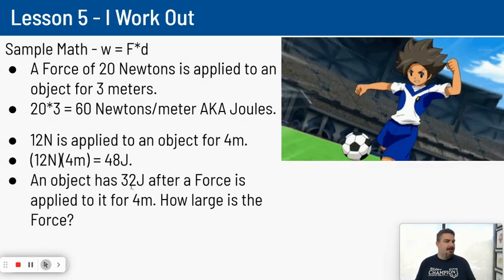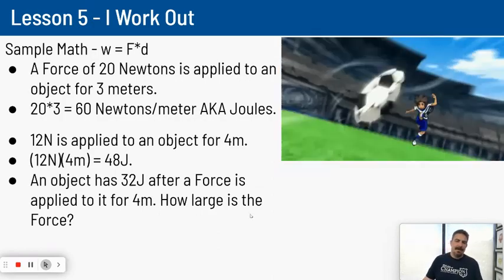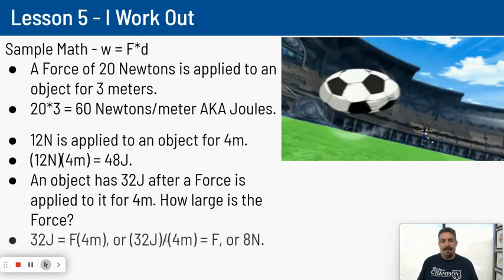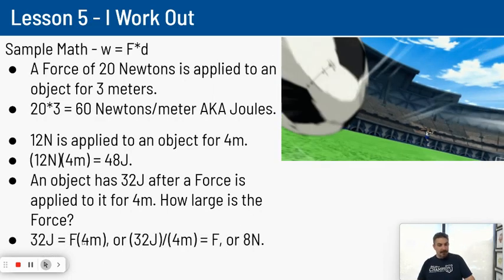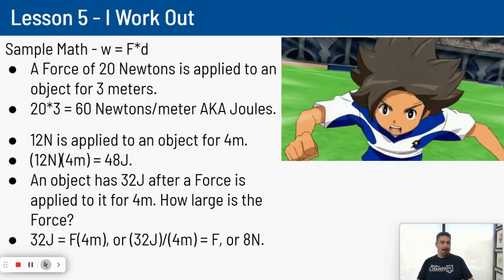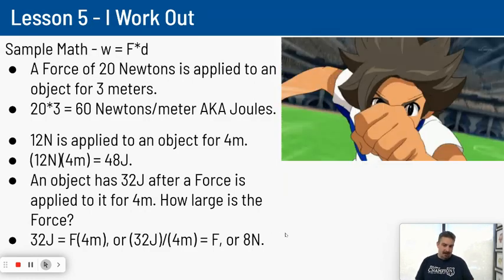An object has 32 joules after a force is applied to it for 4 meters. How large is the force? Well, this is going to be a little different. We haven't tried it this way yet. Well, 32 J equals a force times 4 meters. Let's move the 4 meters over. 32 J divided by 4 M equals the F, the force, or 8 newtons.